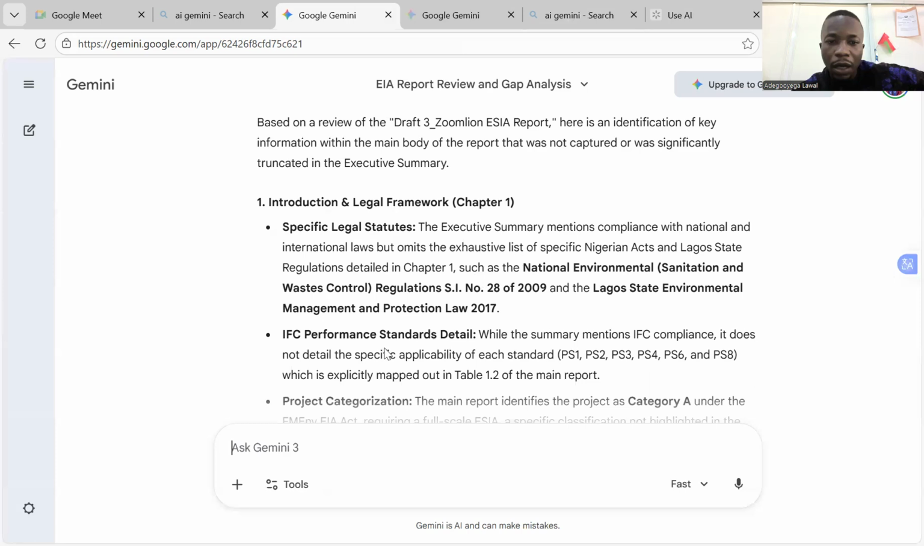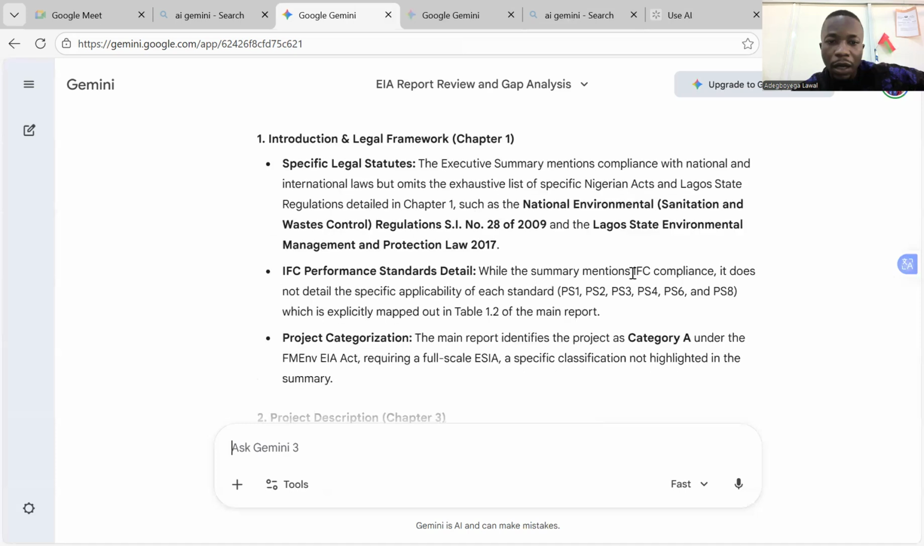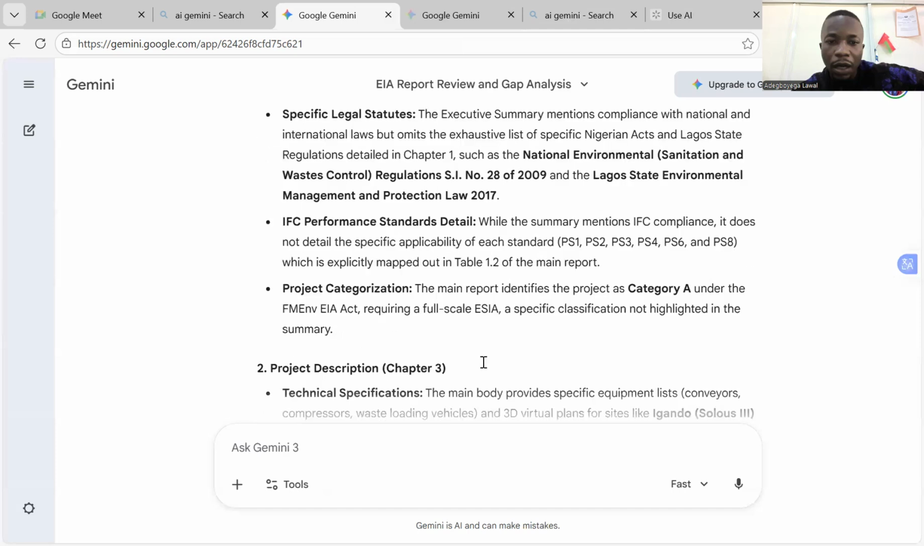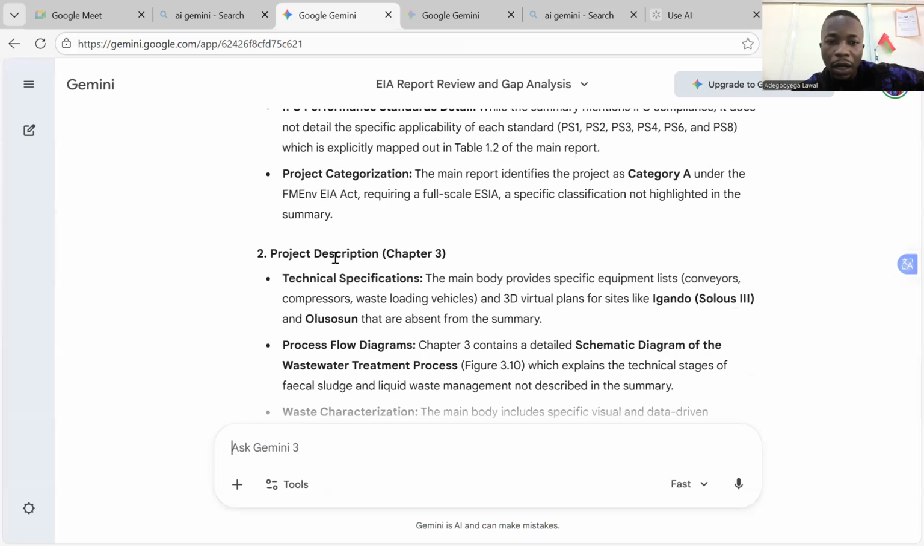So these are other gaps under introduction and legal framework. The IFC standard: it said this executive summary does not mention compliance to IFC standard. Project categorization: the project was identified as category A under the FME Act, and this was not highlighted in the summary to show that the project is a category 1 project. Also, it noted in chapter 3 that the technical specifications were not taken into consideration.